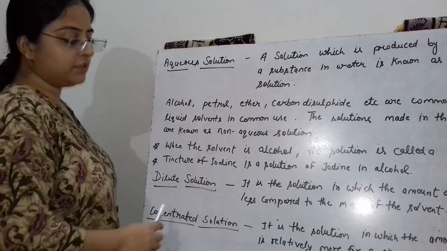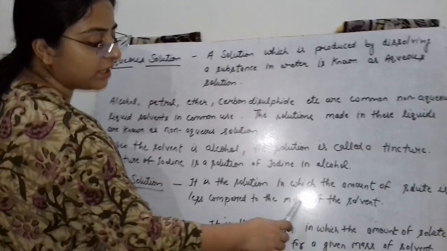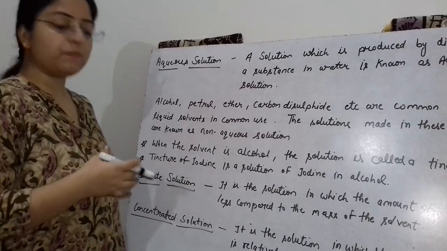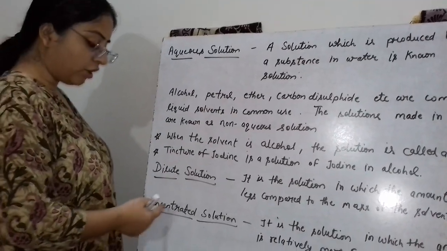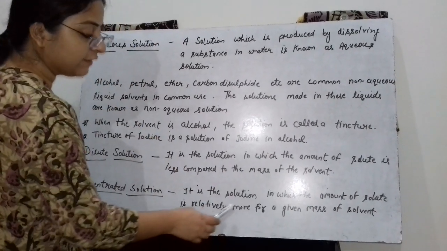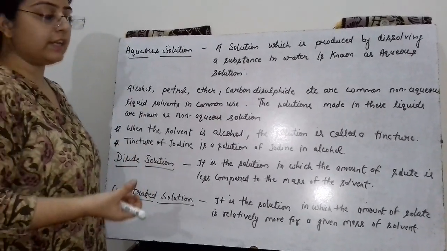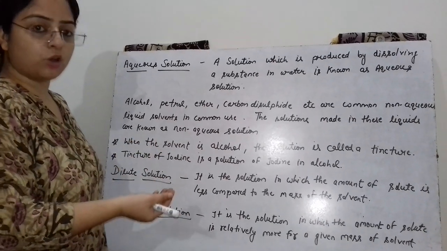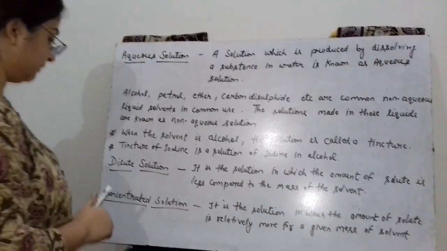Now what is a dilute solution? It is the solution in which the amount of solute is less compared to the mass of the solvent. And a concentrated solution means a solution in which the amount of solute is relatively more for a given mass of the solvent. For a given quantity of solvent, if the amount of solute is more in comparison to the amount of solvent, then that type of solution is called a concentrated solution.